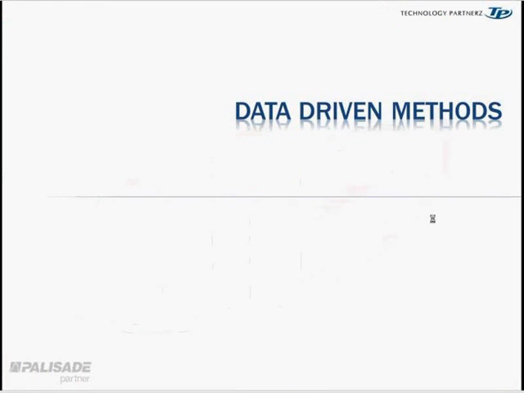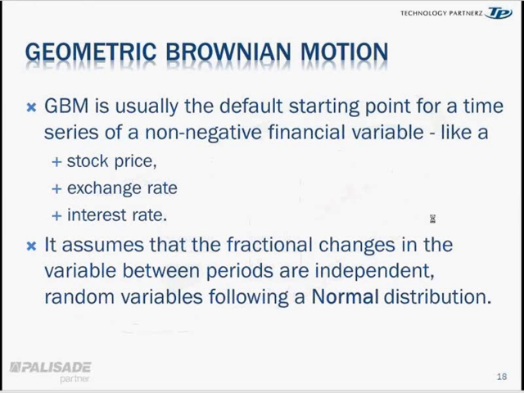So some of the ways of doing this are data-driven methods. One of them is GBM, geometric Brownian motion, which, incidentally, was named after a guy called Brown. What he had noticed is that bacterial growth was moving in a really random pattern, which became known as a random walk.